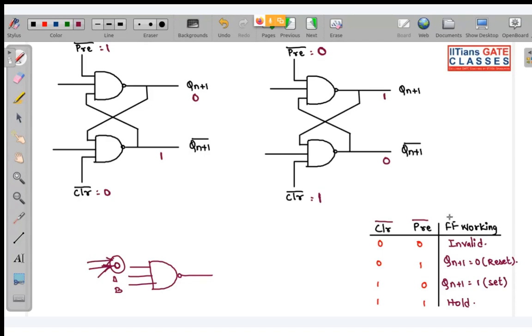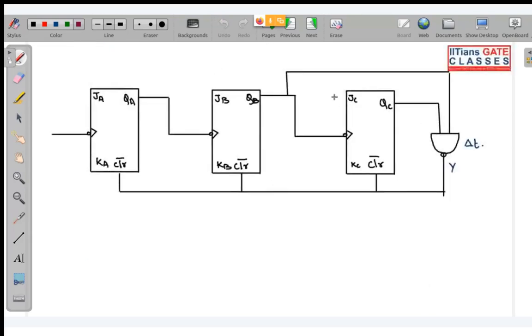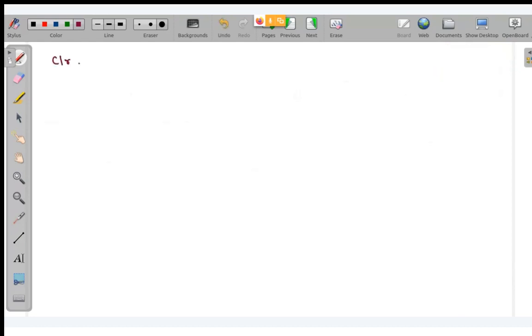Is this clear? And one more thing you need to note, have I written it? No. So clear and pre signifies that you are using NOR latches, and clear bar and pre bar signifies that you are using NAND latch. Now let us understand what we mean by clear and pre.